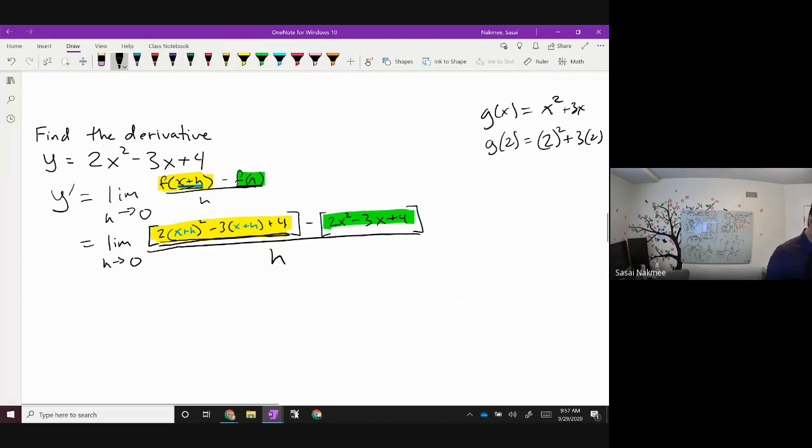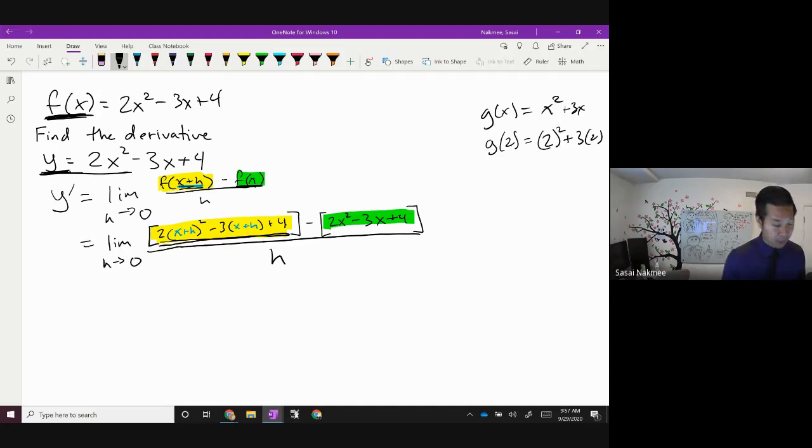So the original function is y is equal to this. Since the limit definition uses f of x, I replace the y with f of x. I'm saying f of x in this case is going to be equal to 2x squared minus 3x plus 4. So instead of writing it as y, I'm writing it as f of x, just to make it easier since my limit definition uses f of x.